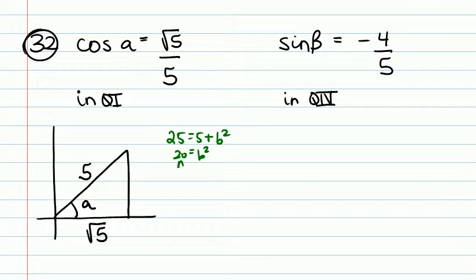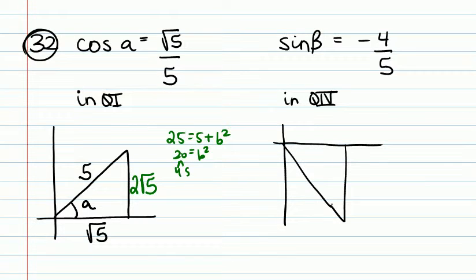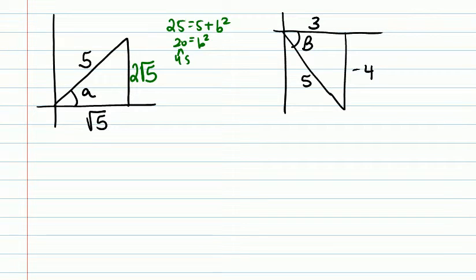Then you need to draw angle B in the fourth quadrant. -4 is going down. 5 is the radius. 3, 4, 5. So this should be a 3. And this is angle B. So letter A says, use that information to find the sine of A plus B.